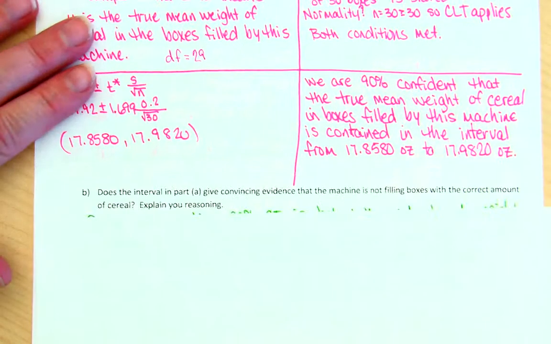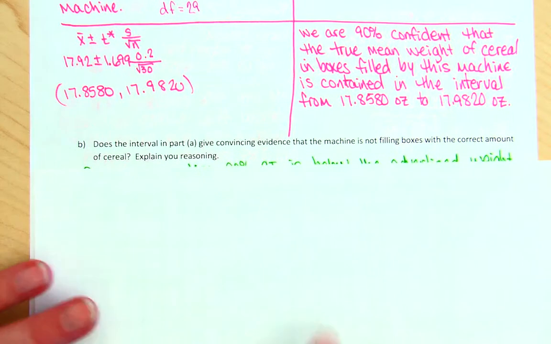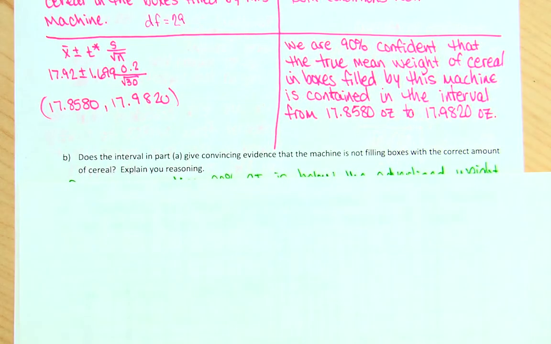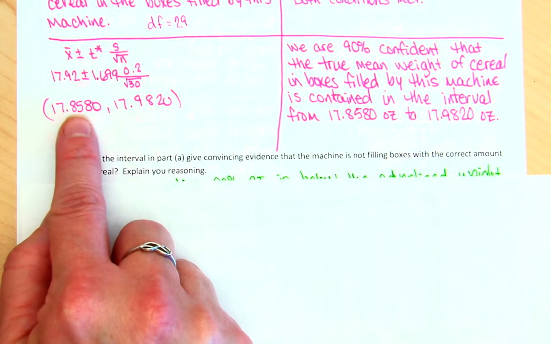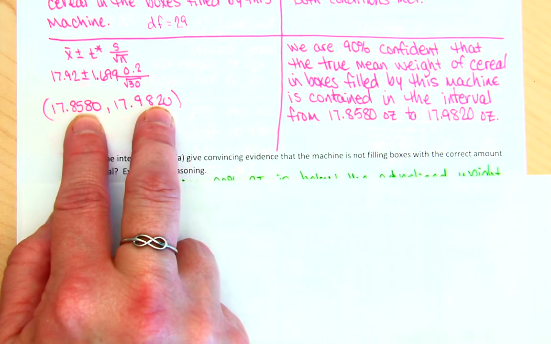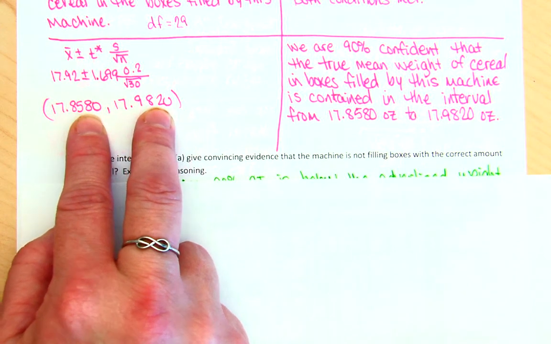Okay, then the next question wanted to know, is it not filling the boxes correctly? Well, the stated weight on the box, printed by the manufacturer, is 18 ounces. So we want to know, is it really getting 18 ounces? Well, we are saying between this number and this number is where the true mean lies. 18 ounces is not a part of that.